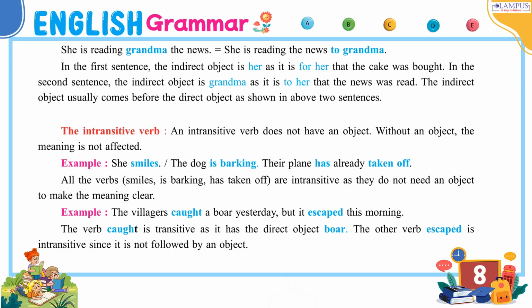Example, the villagers caught a boar yesterday, but it escaped this morning. The verb caught is transitive as it has the direct object boar. The other verb escaped is intransitive since it is not followed by an object.